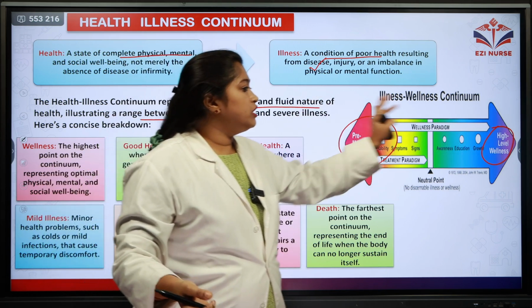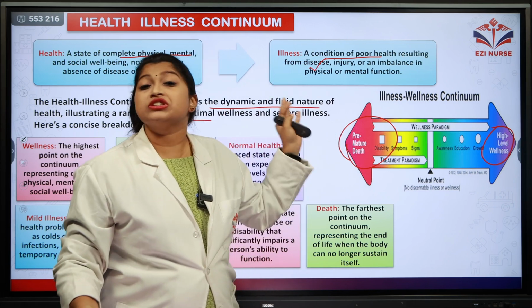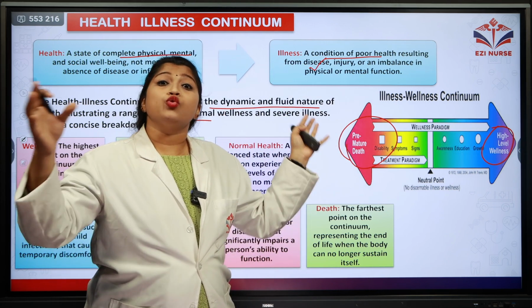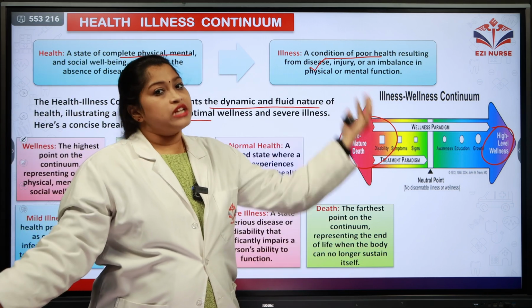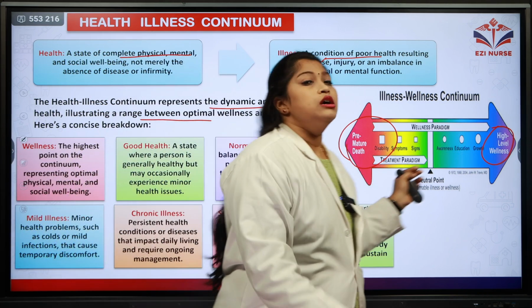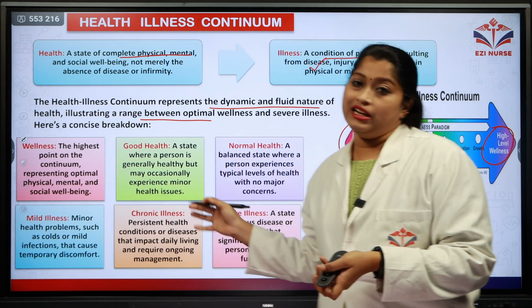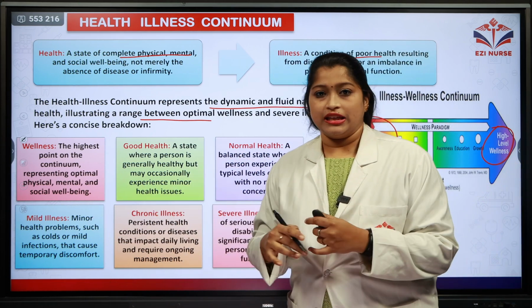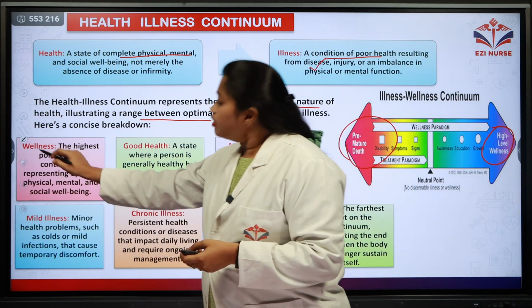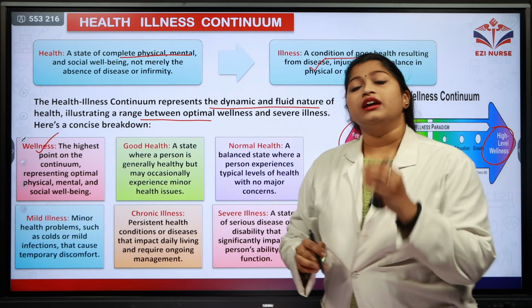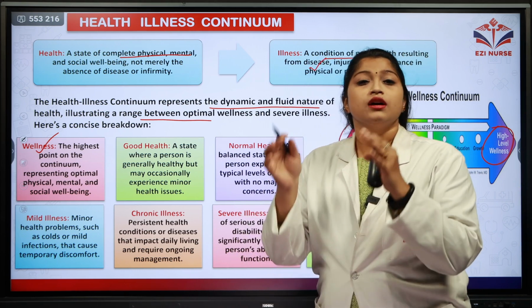So there are two different arrow marks which are given here, where you can see two extremities of health: the most healthy person and the most ill person. So this is the concept of the health-illness continuum. So let's see what all comes under this. The first point that we are discussing regarding the health-illness continuum is wellness.